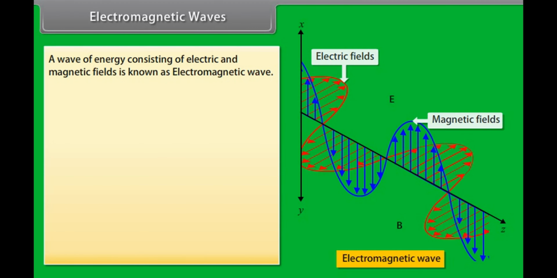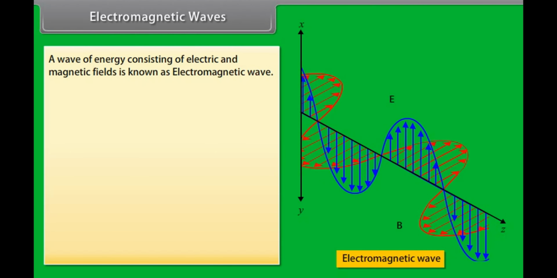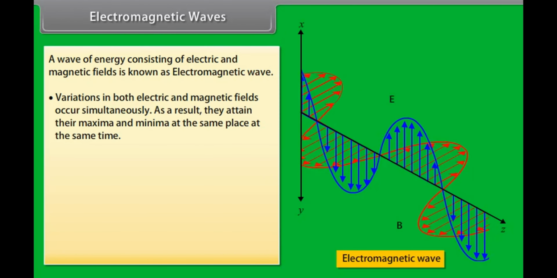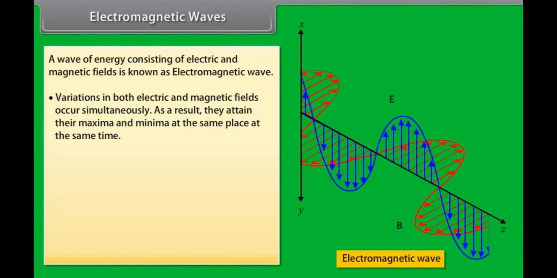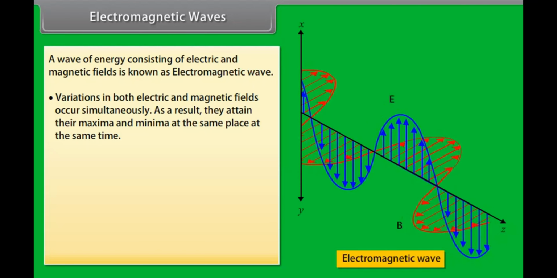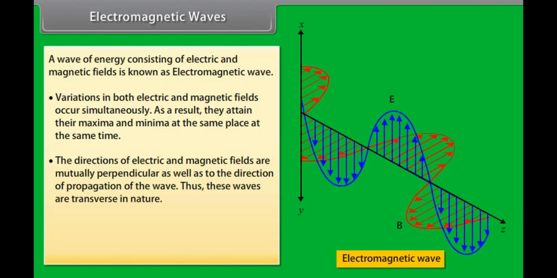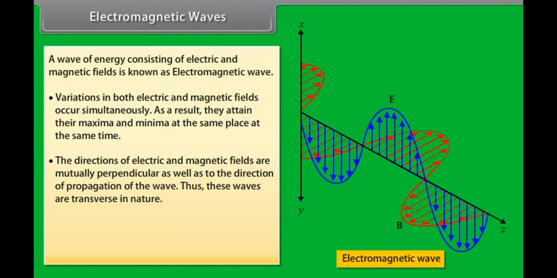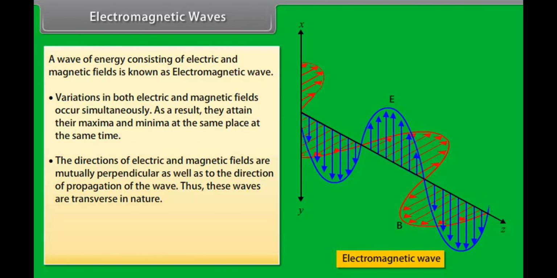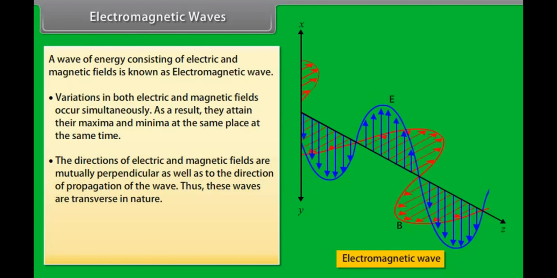Electromagnetic waves. A wave of energy consisting of electric and magnetic fields is known as an electromagnetic wave. Variations in both electric and magnetic fields occur simultaneously. As a result, they attain their maxima and minima at the same place at the same time. The directions of electric and magnetic fields are mutually perpendicular as well as to the direction of propagation of the wave. Thus, these waves are transverse in nature.